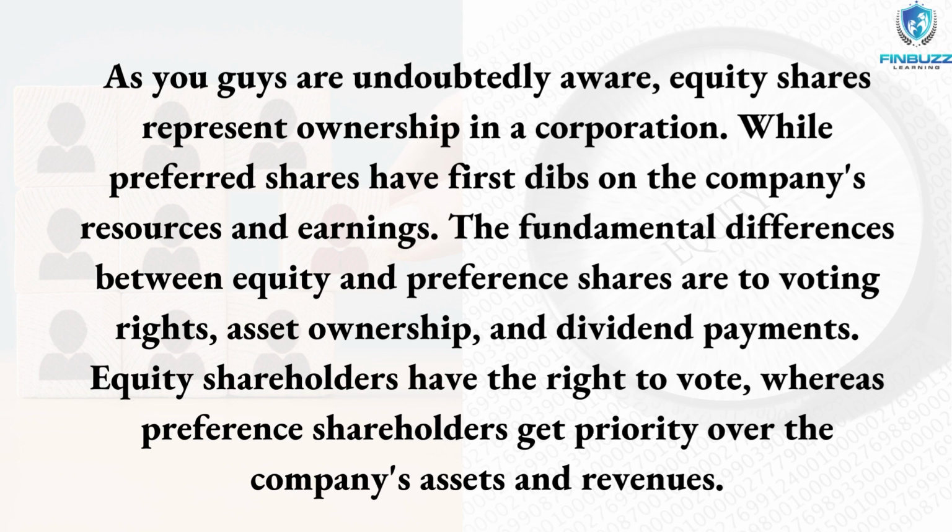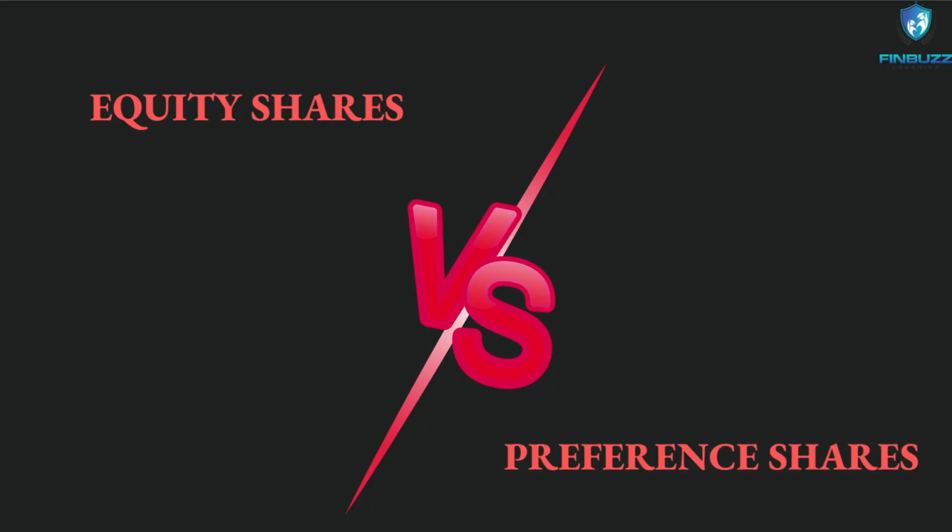The main distinction between equity share and preference share is also in regard to voting rights and ownership of the company's assets and dividends. While preference shareholders have a preferential claim over the company's assets and revenues, equity shareholders have the opportunity to vote. Now, let's discuss the differences between equity shares and preference shares one by one.